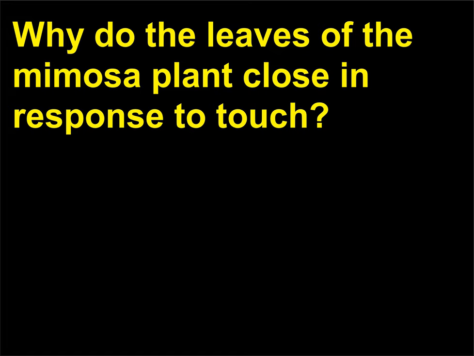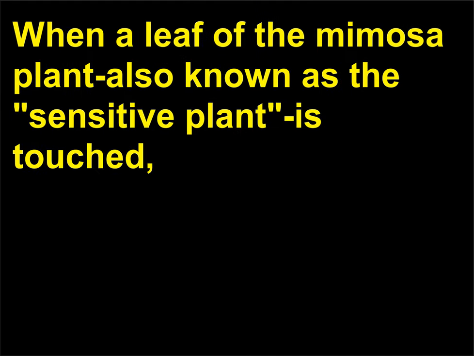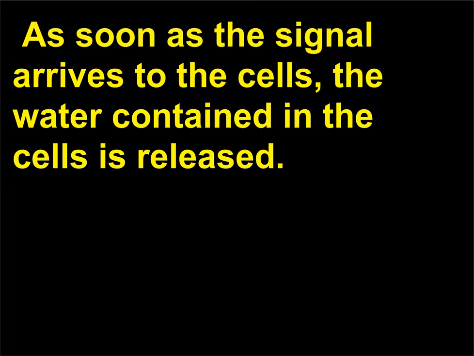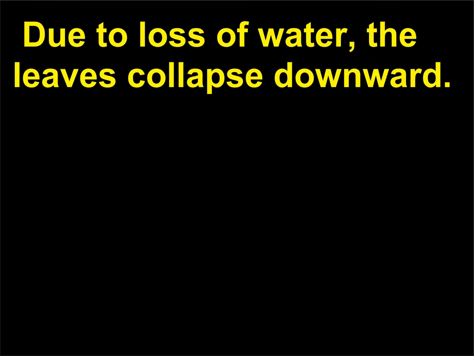Why do the leaves of the mimosa plant close in response to touch? When a leaf of the mimosa plant, also known as the sensitive plant, is touched, a minute electric current is generated that is quickly transmitted to the cells at the base of each leaflet. As soon as the signal arrives to the cells, the water contained in the cells is released. Due to loss of water, the leaves collapse downward.